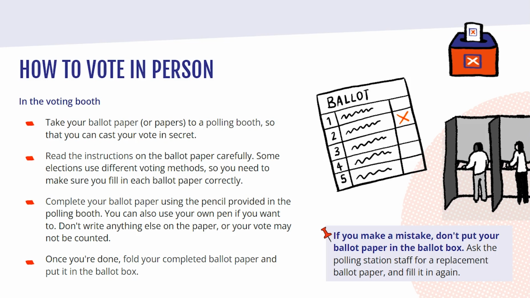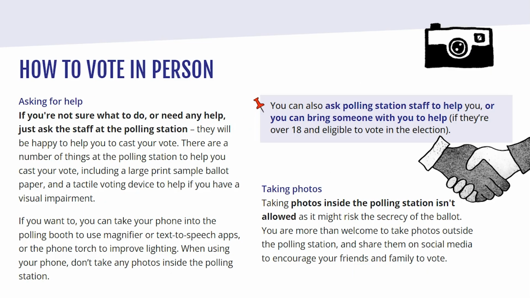If, though, you realise you've made a mistake, don't panic. You can ask the polling station staff for a replacement ballot paper and fill it in again. If you have any other queries at the time, please ask the polling station staff, who will be more than happy to help you. When you're there, if you're not sure what to do or need any other assistance, then just ask the staff at the polling station, who will be more than happy to help you, whatever additional needs you may have.